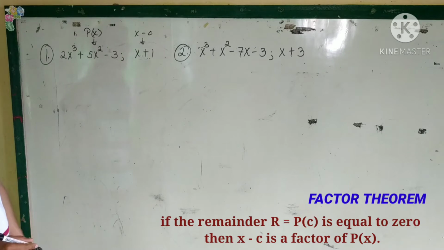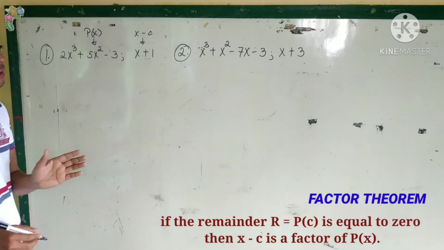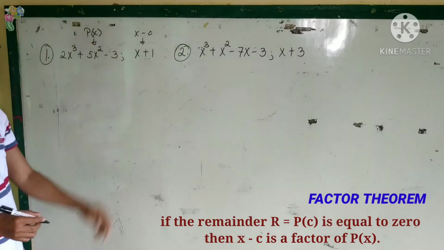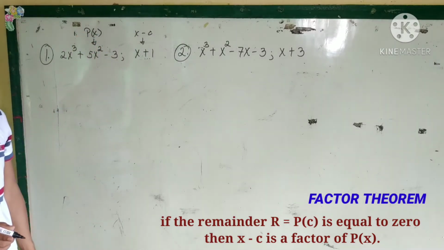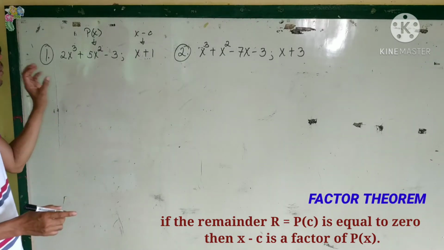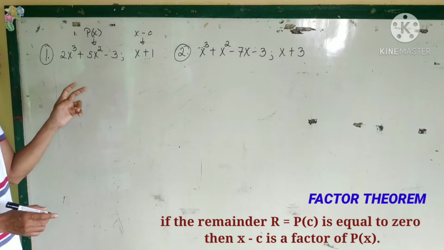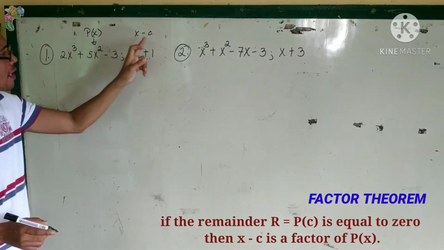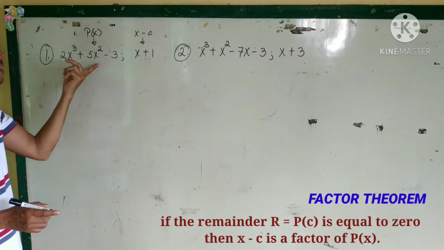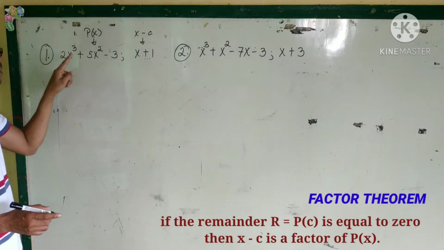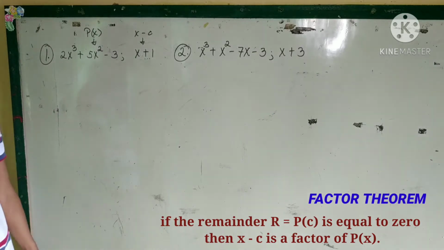Since the factor theorem states that when the remainder is equal to 0, then x minus c is a factor of p of x, therefore, we are going to make use of the remainder theorem to check whether this x minus c, or x plus 1, is a factor of the given p of x, 2x cubed plus 5x squared minus 3.